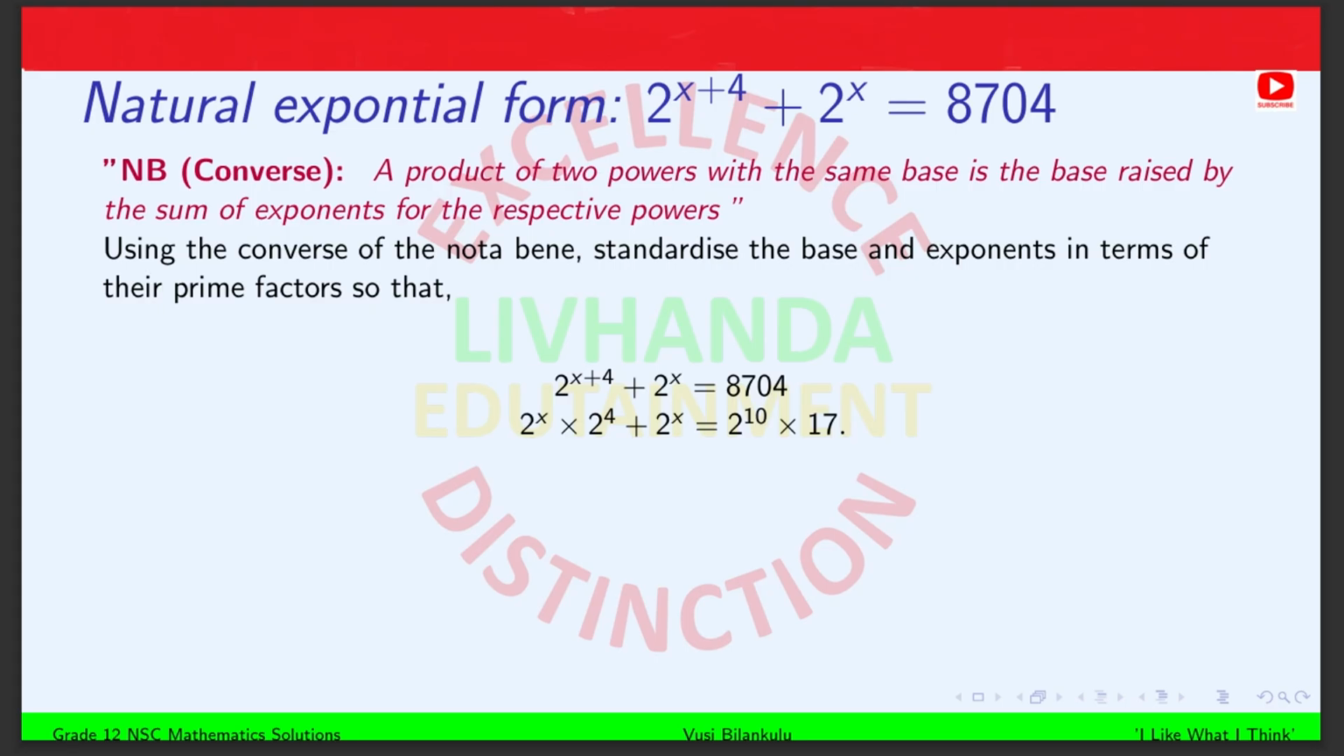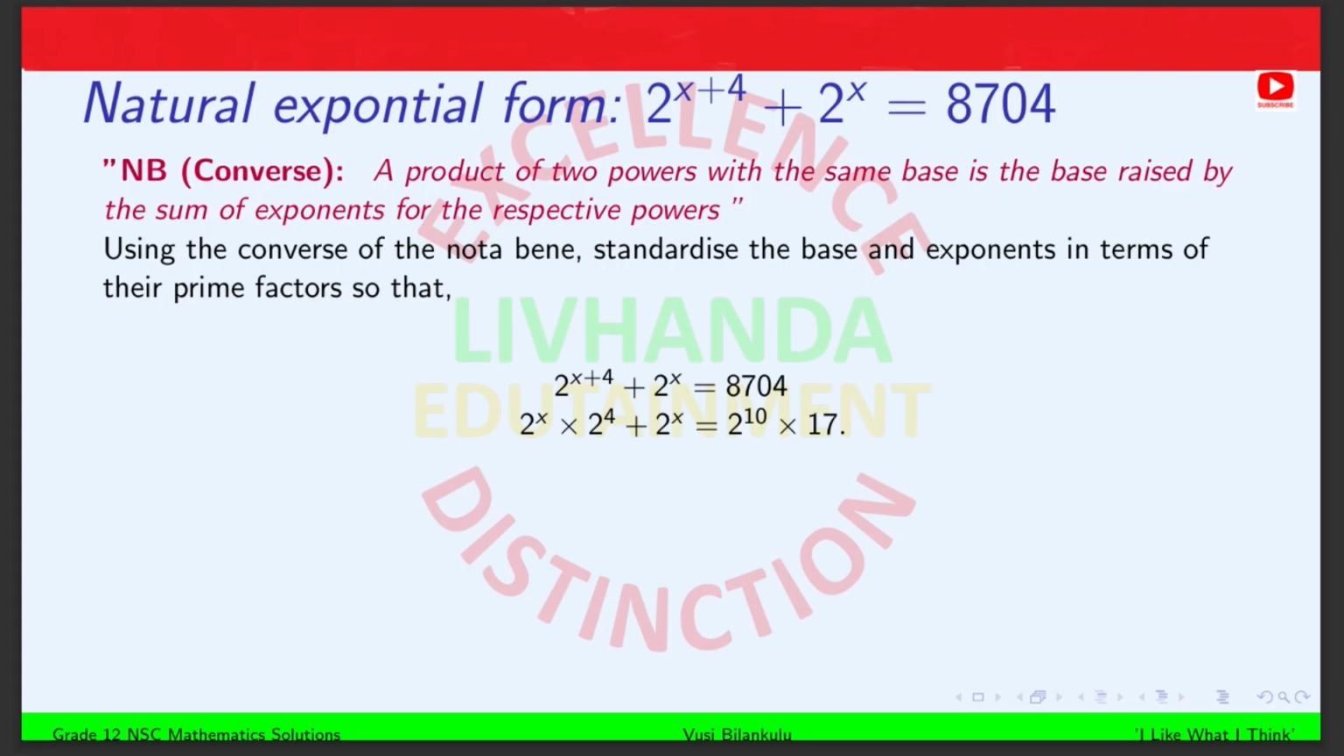base 2 raised by the sum of x and 4, plus base 2 raised by x, equal to 8,704. To find singular values of this expression, the first step is to standardize each term. The first term is factorized through the converse of the nota bene as a product of base 2 exponent x and base 2 exponent 4.